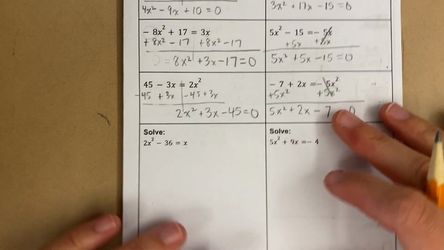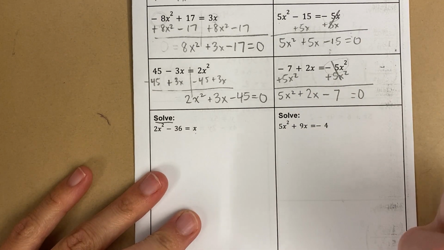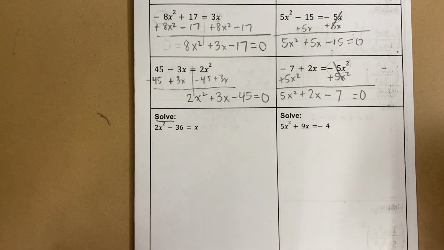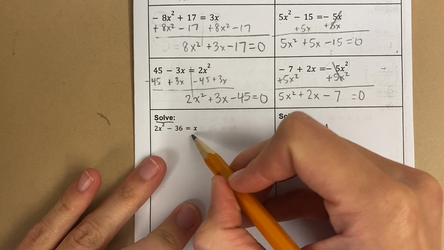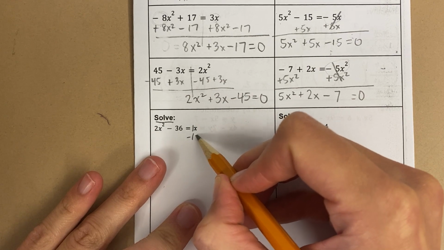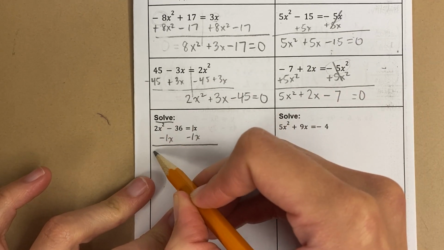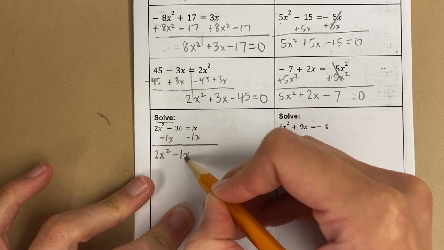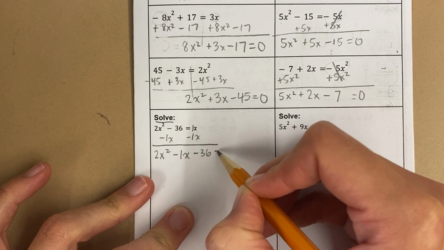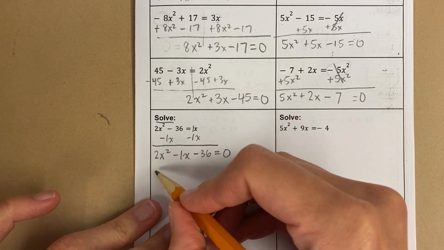Let's try a full problem. It says solve. What do I do when it says solve? I find the solutions. How do I do it? I can factor. Sometimes I'm going to use the quadratic formula, in this case. How can I use the quadratic formula? Got to be in standard form first. I have an x over here. That's a 1x. I don't like that. I have to move it. So I'm going to bring down 2x squared, then my term with an x in it, so minus 1x, minus 36 equals 0. Now I can use the quadratic formula.